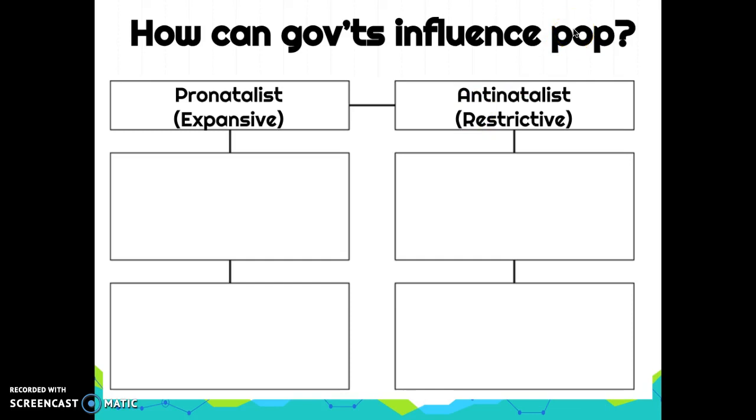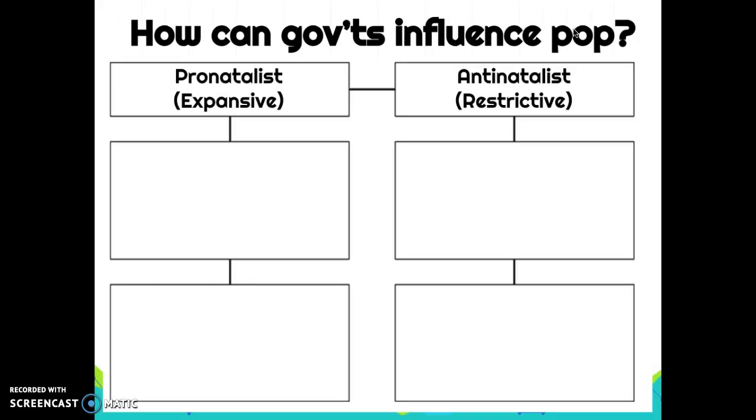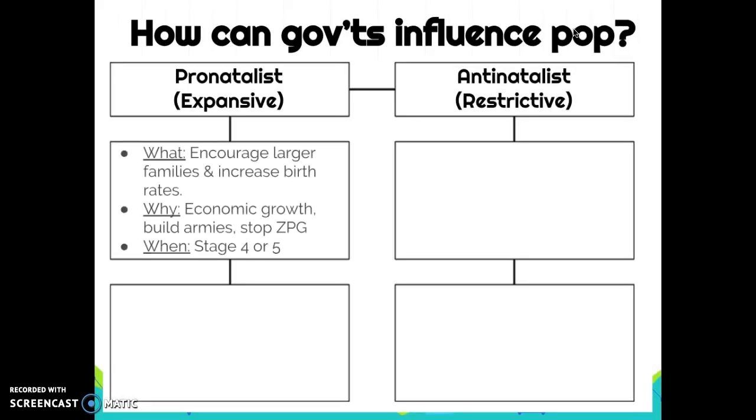Now, before we go on, think about the words themselves. Natal, N-A-T-A-L, refers to having children, right? So pro-natal means that it's positive towards having children. Anti-natal means negative towards it, right? So let's talk about the two policies themselves.